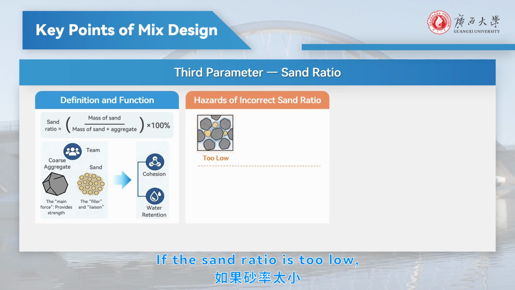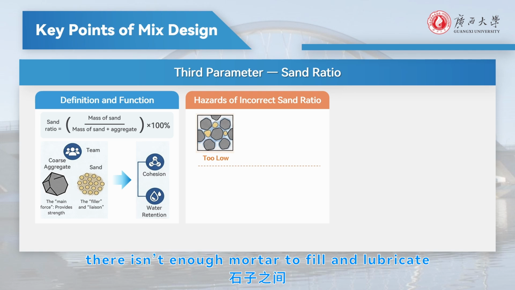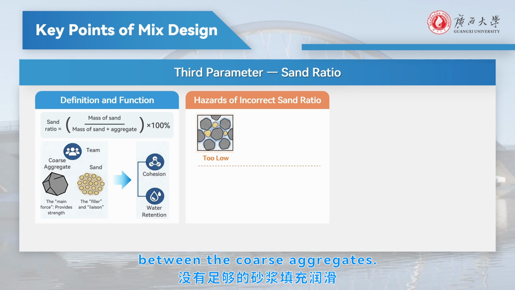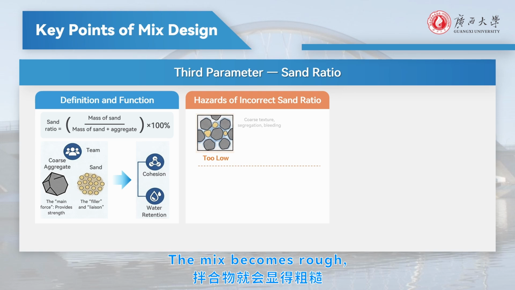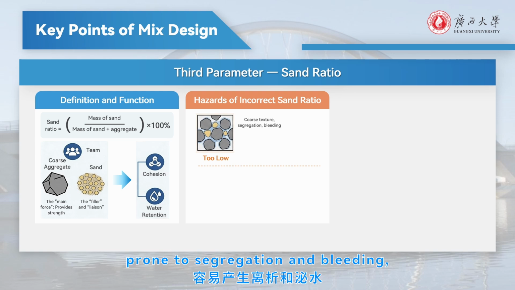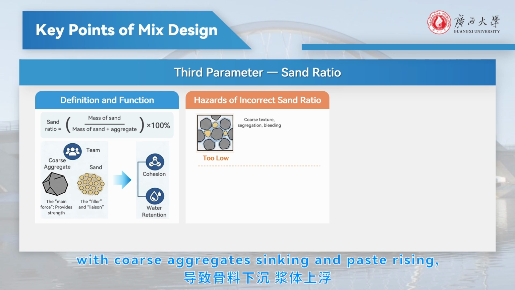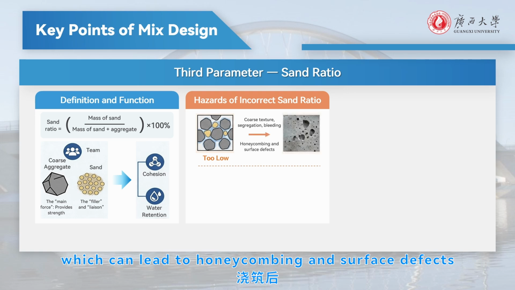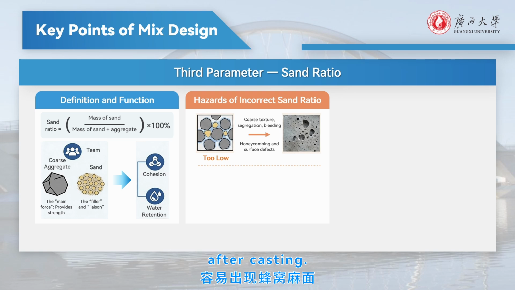If the sand ratio is too low, there isn't enough mortar to fill and lubricate between the coarse aggregates. The mix becomes rough, prone to segregation and bleeding, with coarse aggregates sinking and paste rising, which can lead to honeycombing and surface defects after casting.